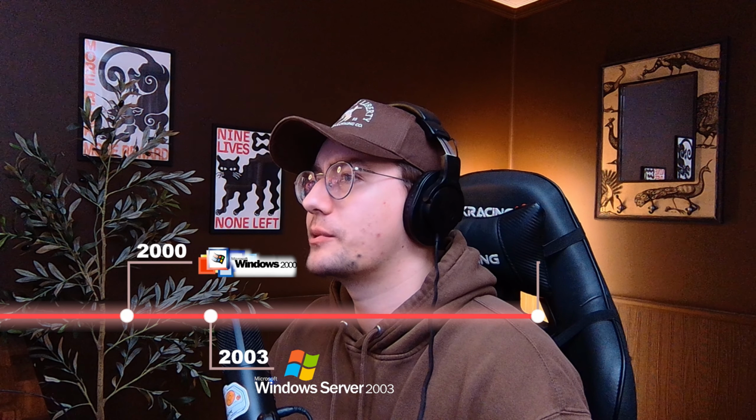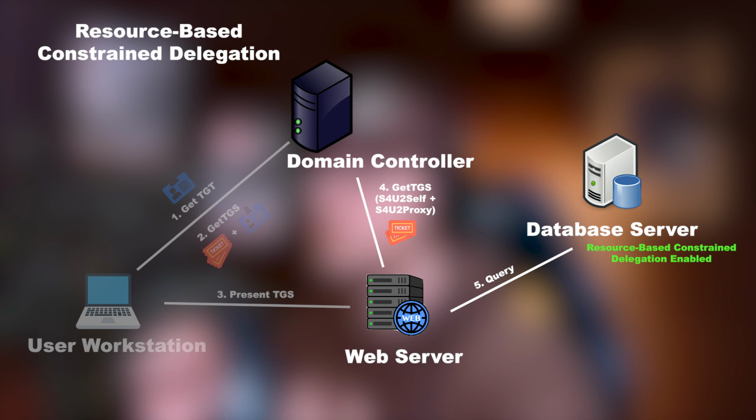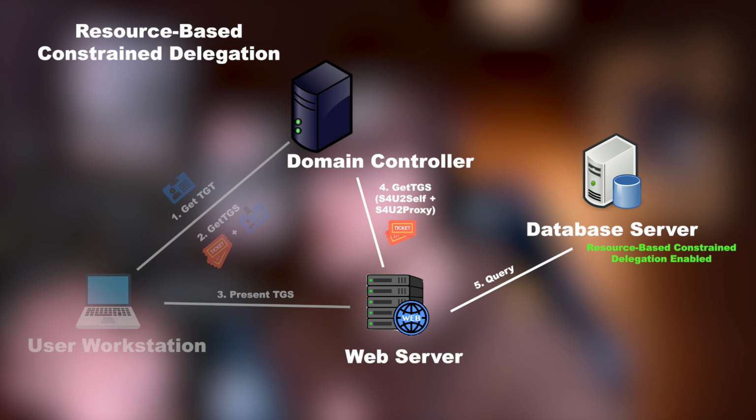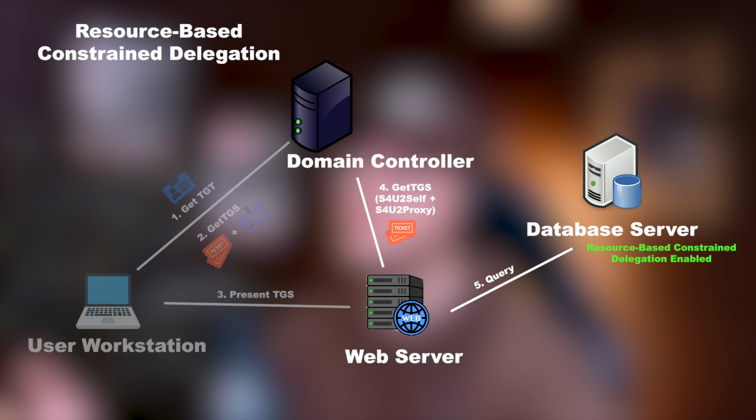And finally, in 2012, Microsoft came out with resource-based constrained delegation. And this flipped it from the flag being on the web server in our example to the flag being on the database server. So instead of an administrator defining what services the web server can delegate to, instead, the database server can just decide for themselves who is allowed to delegate authentication to them. This wasn't so much a security improvement as it was just a convenience improvement, and it actually changes the way we attack it in a pretty cool way.